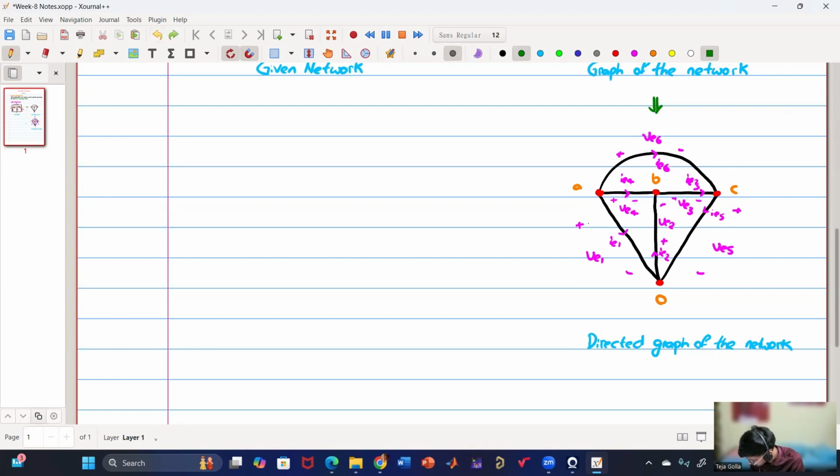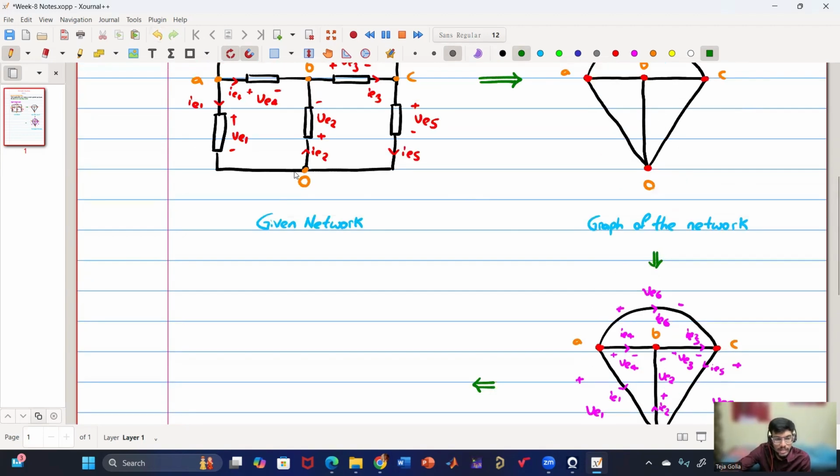Or any doubts? Is it clear? What I'm trying to say is, if I know the direction of the current, then I also know the polarity of the voltage, right? So if I give the direction of the current, I need not write the voltage information. Because if this is IE2, I know that the bottom terminal is positive and the top terminal is negative, and it is VE2 because it is branch 2.